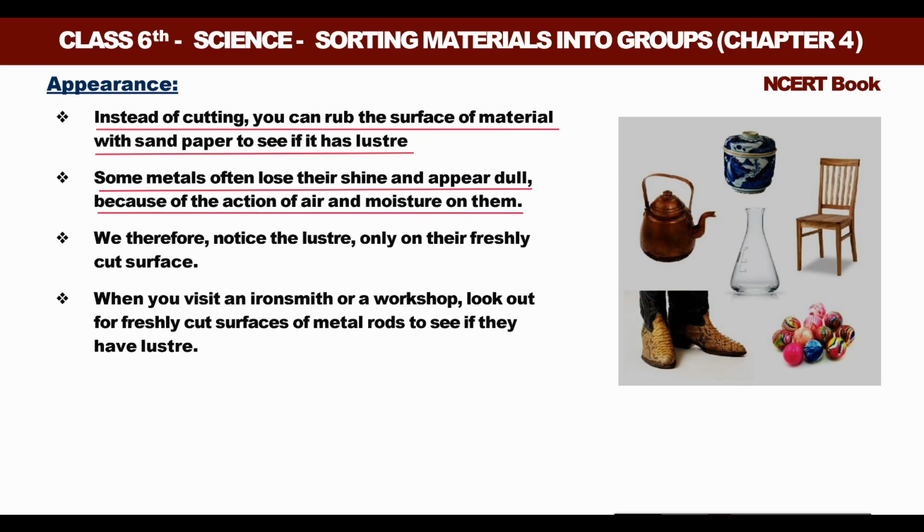So we therefore notice that luster only on their freshly cut surface. हम लोग जब कट करते हैं किसी ऑब्जेक्ट को और वहाँ पे shiny है, luster है, then it is a metal itself. When you visit an iron smith, means एक लोहार की दुकान पे जाते हैं या उसके वर्कशॉप पे जाते हैं, तो look out for freshly cut surfaces of metal rods. आप देखें उसको luster है कि नहीं, चमक है. तो there will be a shiny and there will be a luster. This is the appearance of that material.